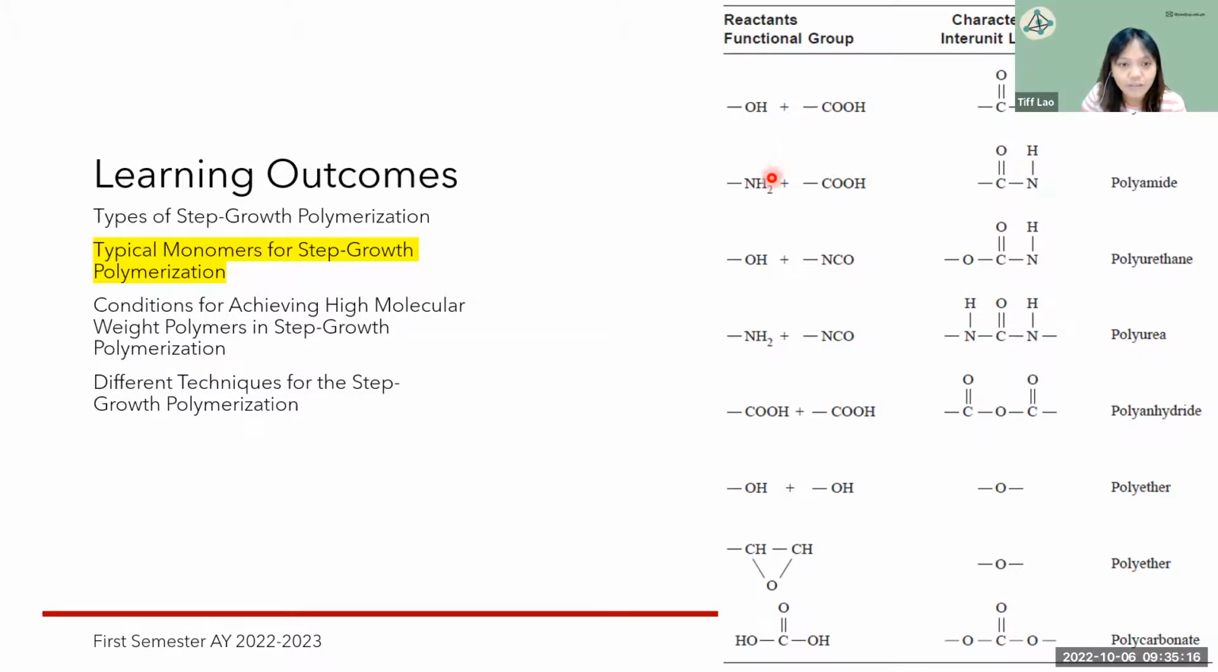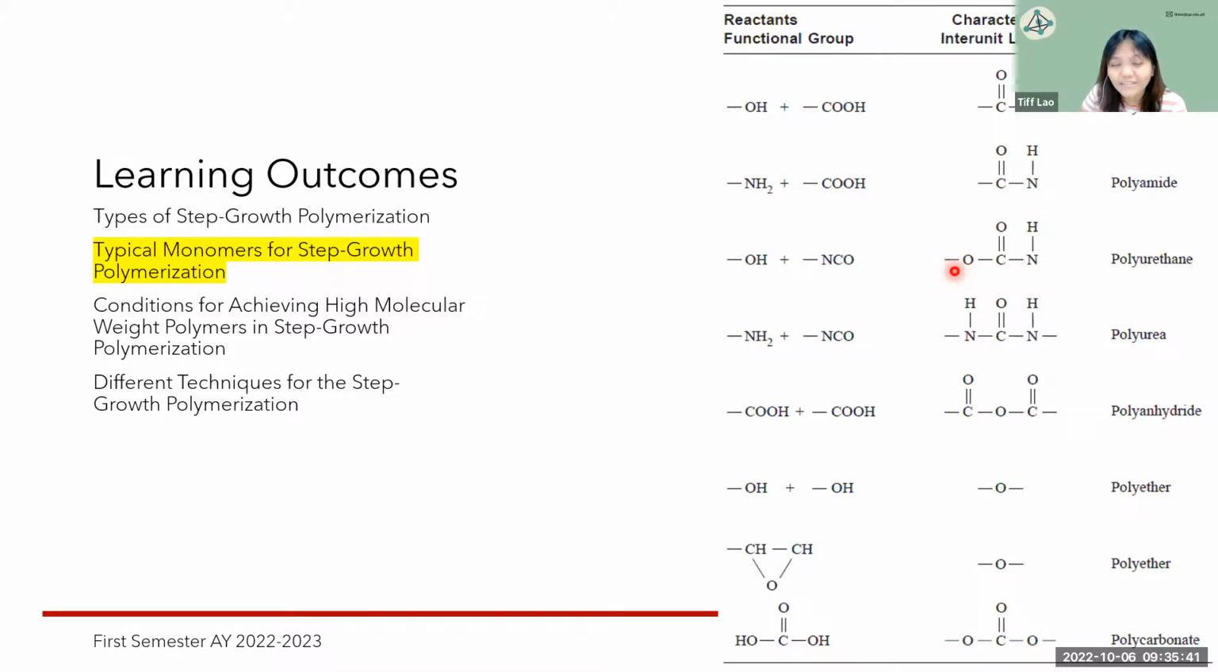So another thing is polyurethane. Makikita nyo, para makabuo ng polyurethane, dapat may functional groups ka na OH at saka NCO. So titingnan nyo yung OH at saka NCO. Lahat siya nandito, since lahat to nandito sa characteristic interunit linkage, and that's polyaddition.